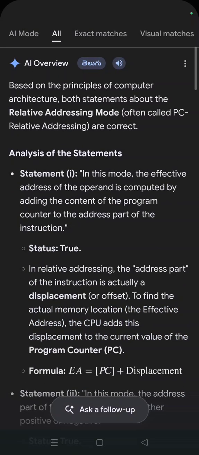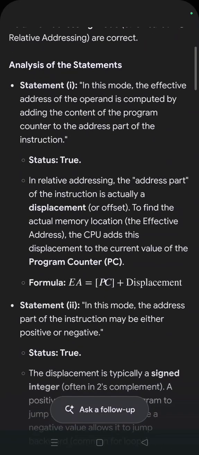Based on the principles of computer architecture, both statements about the relative addressing mode, often called PC relative addressing, are correct. Analysis of the statement. Statement 1: in this mode, the effective address of the operand is computed by adding the content of the program counter to the address part of the instruction.